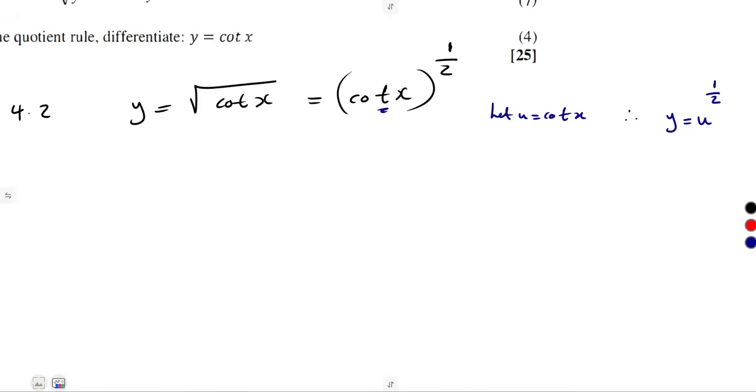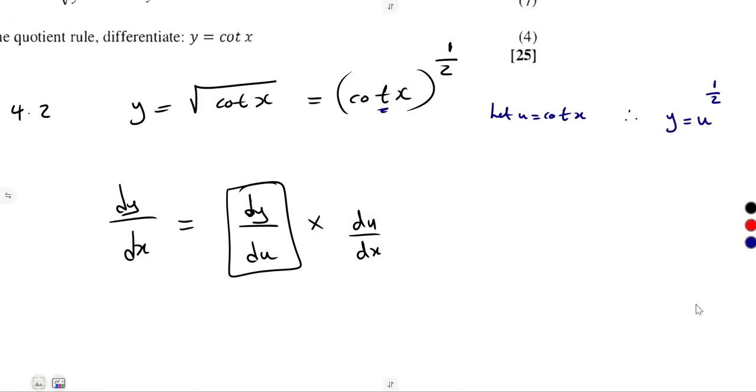So our formula from the chain rule states that the derivative of y with respect to x is equal to dy/du times du/dx. So we need the derivative of y with respect to u, and of u with respect to x.